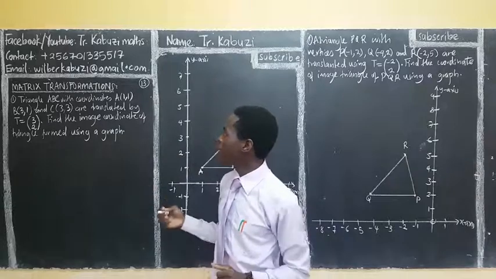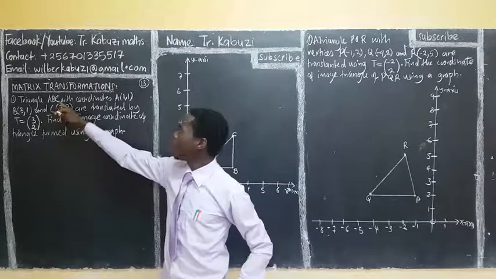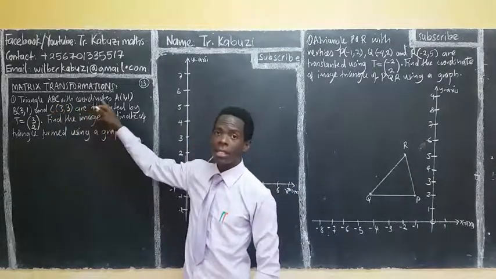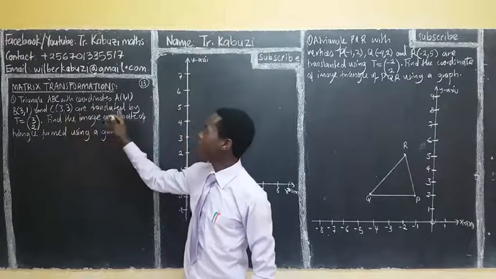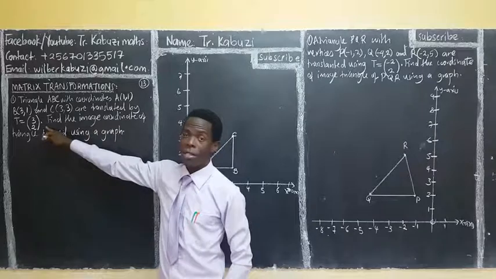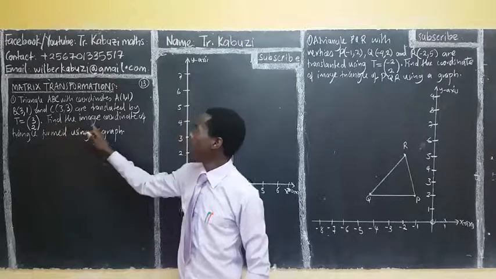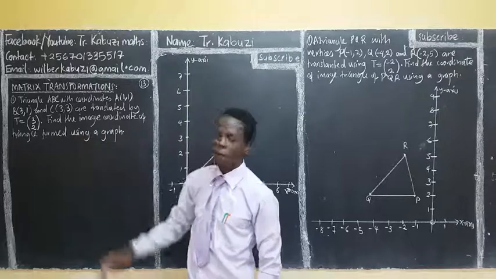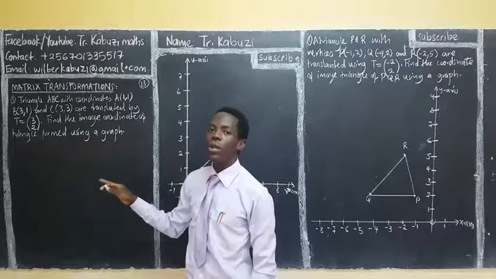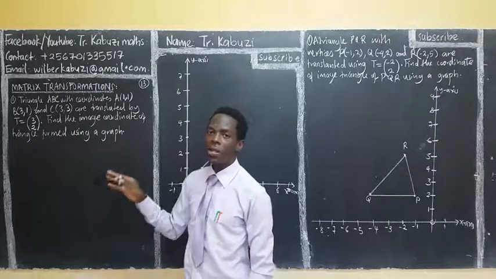Okay, let us go to the question. The question says, triangle ABC with coordinates, these are the coordinates A, then this is B and C, and translated by T, this is the translation matrix now. Find the image of the coordinates of the triangle formed using a graph.